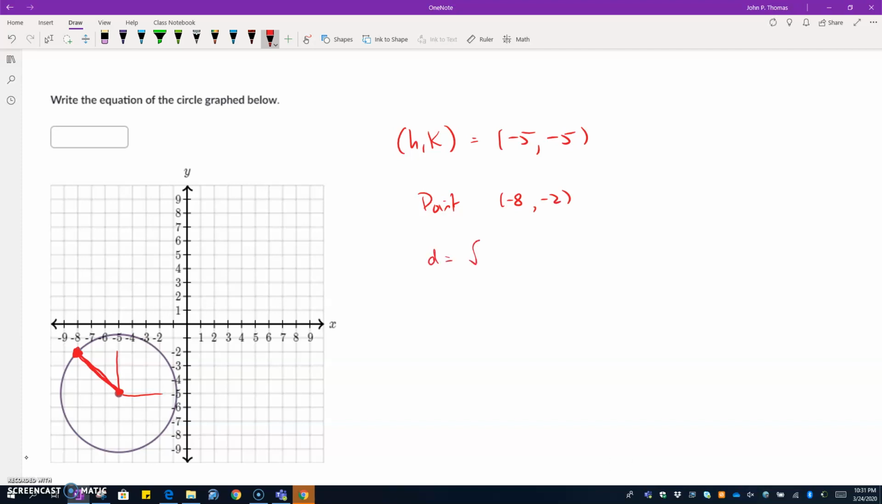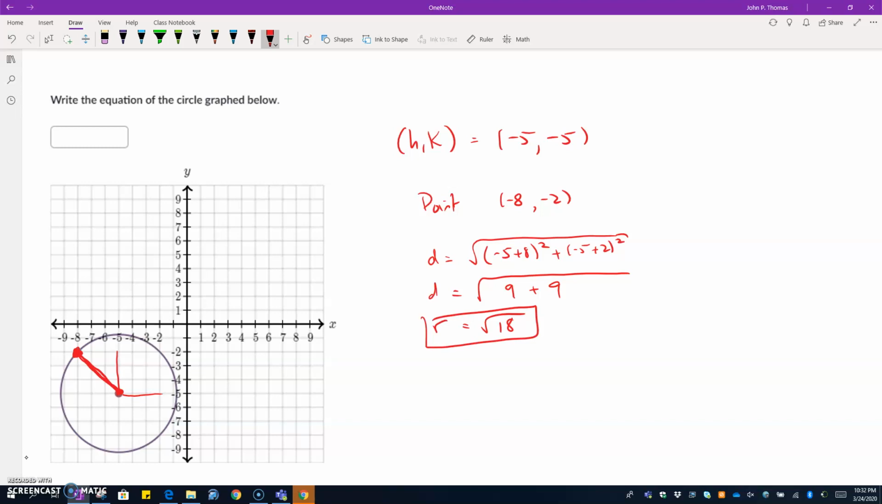So distance equals the square root of (x1 minus x2), so negative 5 minus negative 8, so negative 5 plus 8, quantity squared, plus (y2 minus y1), so negative 5 minus negative 2, so plus 2, quantity squared. That's going to be the square root of 9 plus 9, which is root 18. Now, that's our distance between those 2 points, but really that's our radius. So our r is root 18.